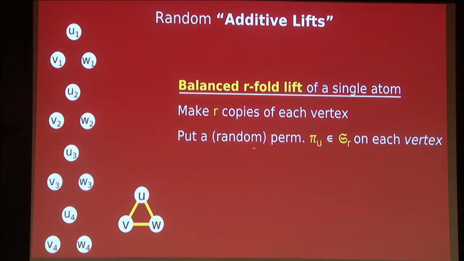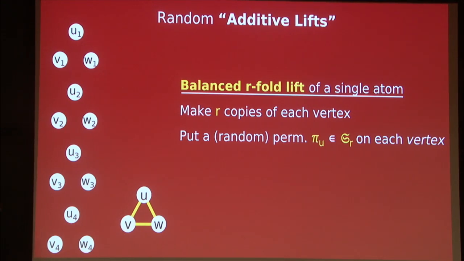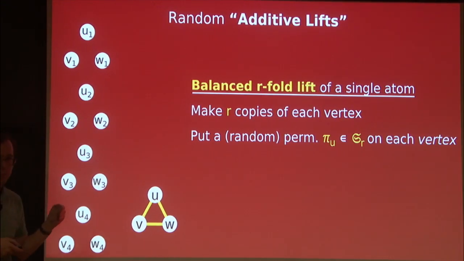You pick a random permutation pi sub u for each vertex u. This is where it differs from the usual lift, where you pick random permutations for the edges. If you're doing a random balanced lift, you pick a random permutation pi of u for each vertex, from the symmetric group S_R. In this case R is 4, so you pick a permutation of 4 things.